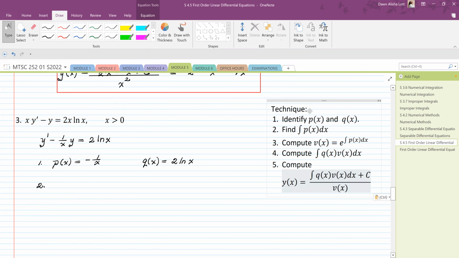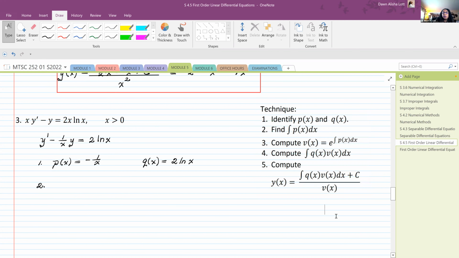So find the integral of p of x. So we have the integral of p of x, which is the integral of negative 1 over x dx. Okay, so how do I integrate that? Would it be negative natural log of absolute value of x? Okay, so it's negative natural log of the absolute value of x.